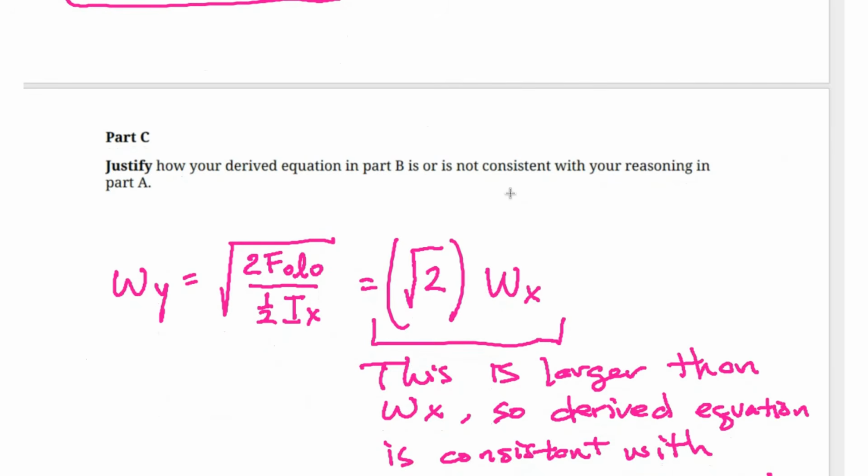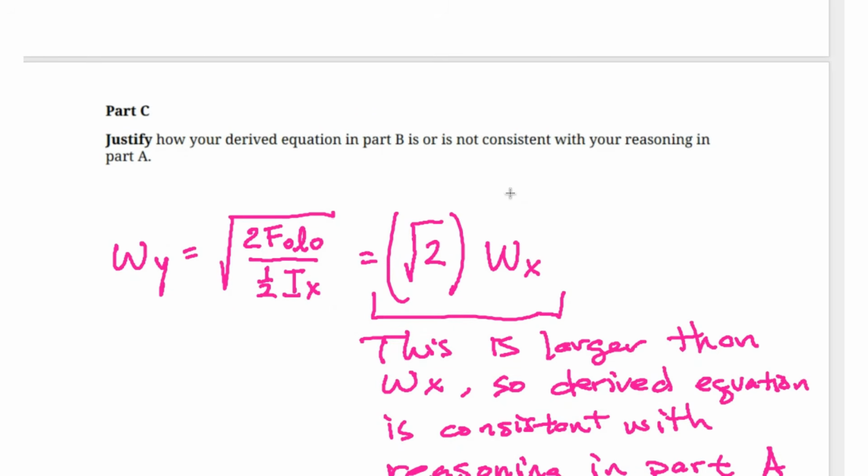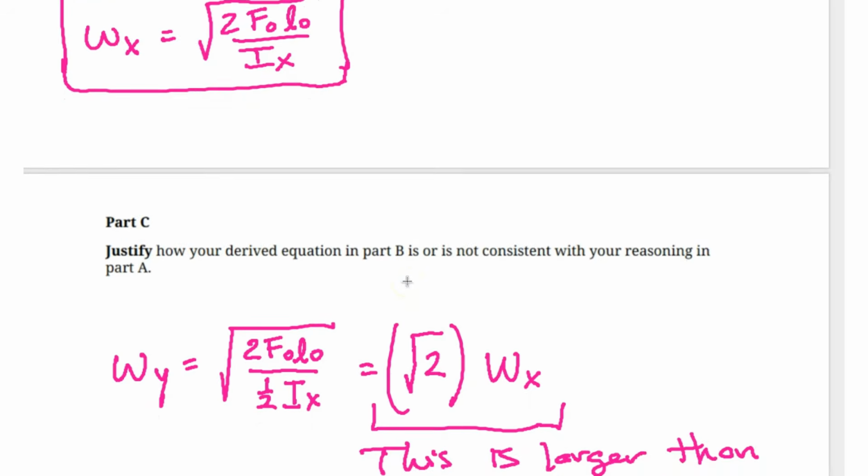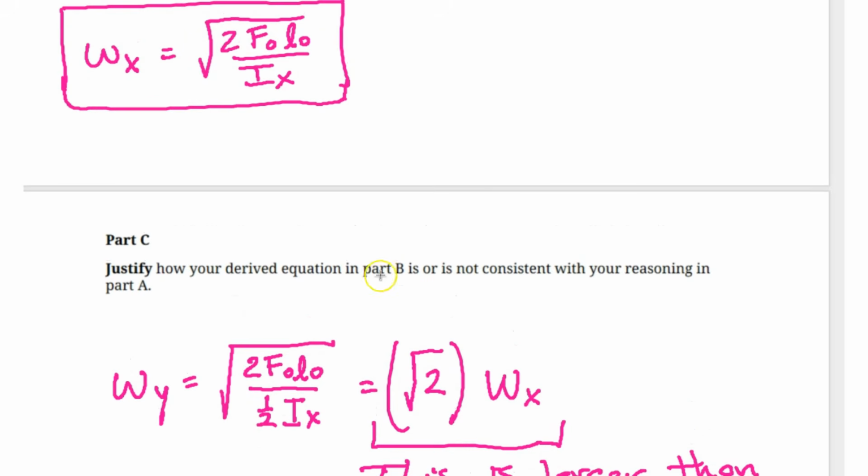Part C. Justify how your derived equation in Part B is or is not consistent with your reasoning in Part A. So the difference between the two toys is that toy Y has half the rotational inertia as toy X. So we're going to use the same equation here as in toy X, except I'm going to substitute 1 over 2 Ix for the rotational inertia of toy Y. And you'll see that in this equation, everything is the same except for this 1 over 2.